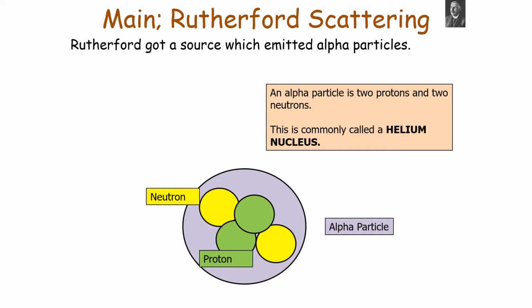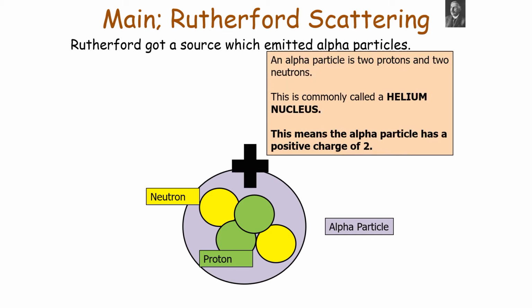It's commonly called a helium nucleus. So as a result, the alpha particle has a positive charge of 2 because it's got 2 protons which are positive and 2 neutrons which are neutral.